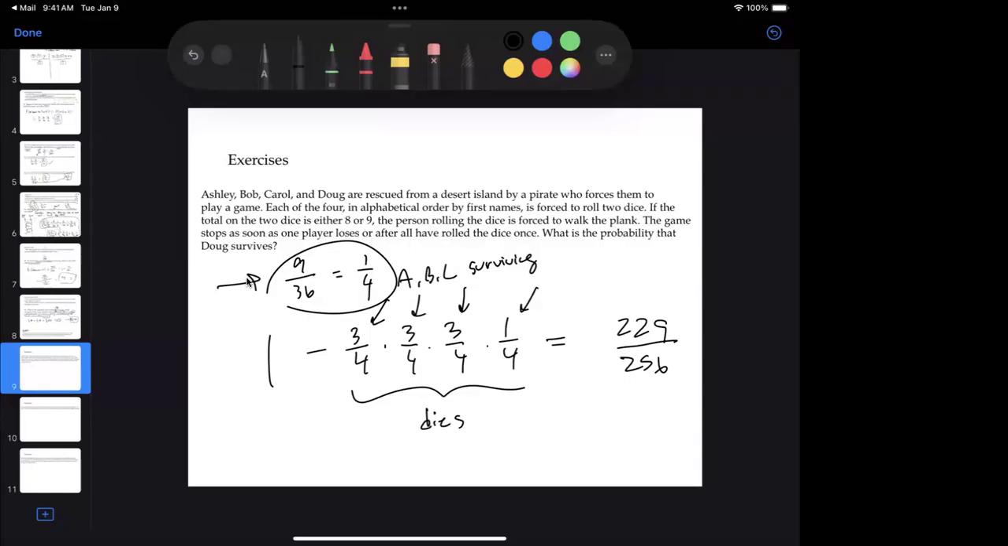And then we're trying to calculate the probability that Doug dies. So he has a 1/4 chance of dying when it comes to his turn. So yeah, great job. That was super close. Any questions?